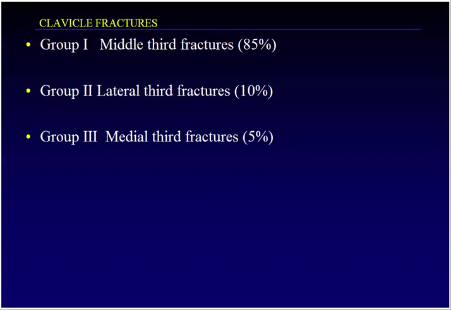Clavicle fractures are grouped in a way that doesn't make any sense, in that group 1 are the middle third fractures, group 2 are the lateral third of the distal clavicle fractures, and group 3 are the medial fractures. I don't understand why they just didn't go from proximal to distal, but the middle third fractures by far represent the greatest majority of clavicle fractures, 85% of all clavicle fractures. Then you see the other two types are represented more rarely, as you see listed there.